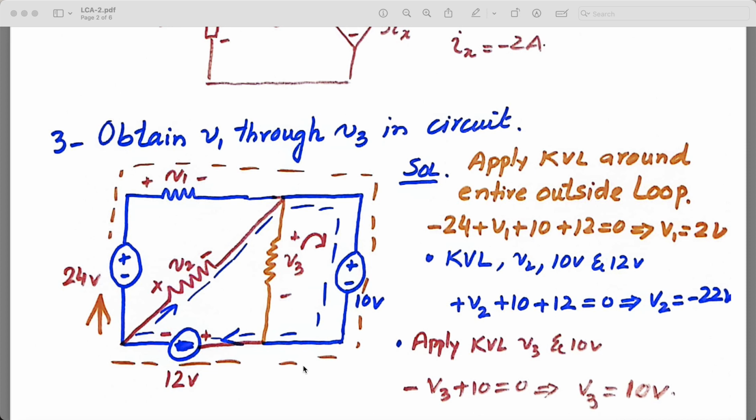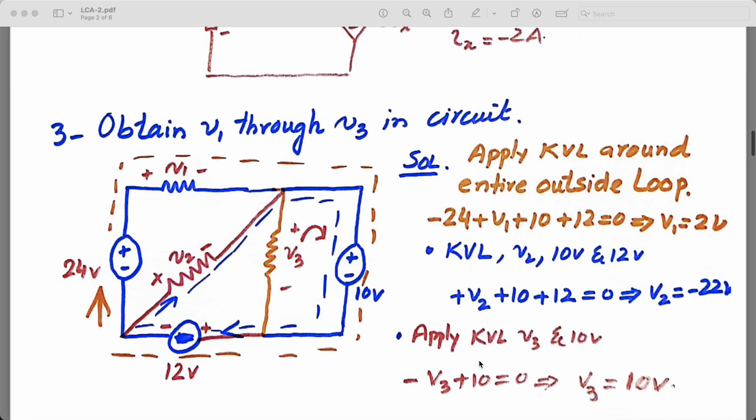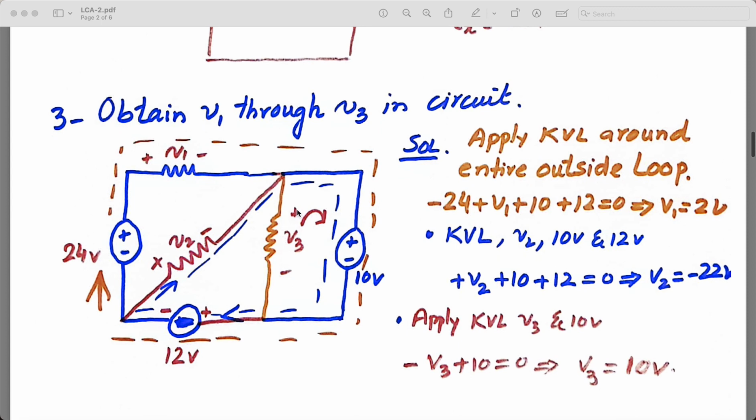And then the third loop, apply Kirchhoff voltage law to the third loop, with V3 and 10 volt. This one is the third loop. Current entering into the negative sign, so that is why minus V3. Current entering into the positive sign, so that is why 10. Rearranging will give you V3 equal to 10 volts. So we end this problem.